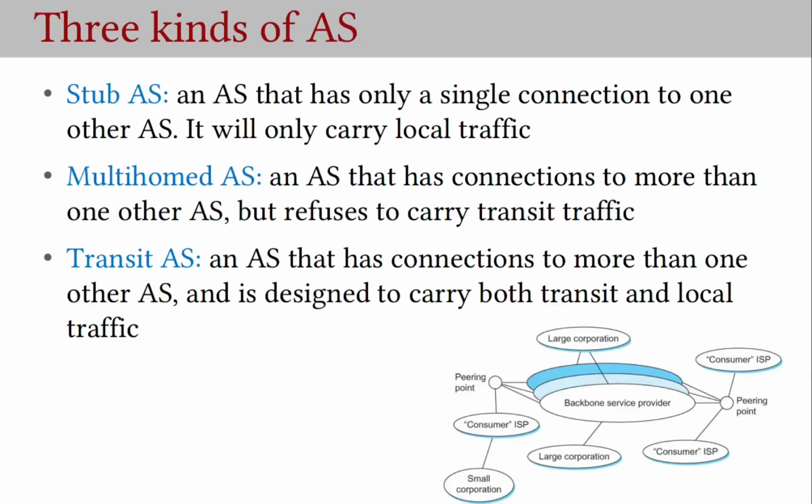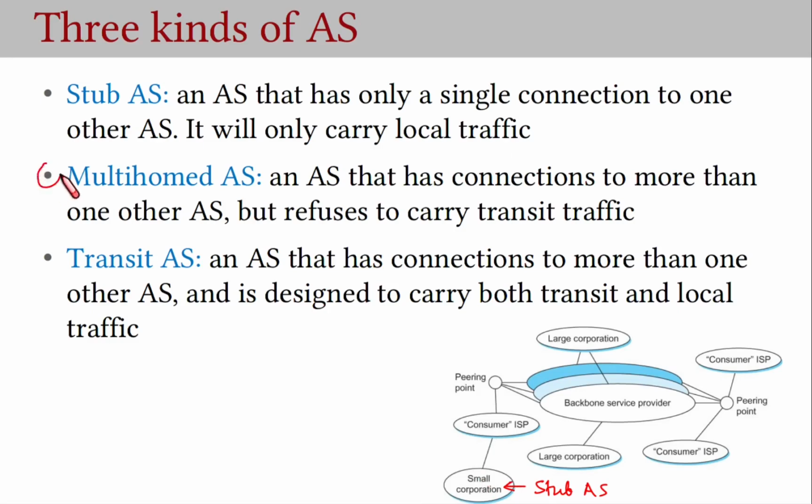Now we are going to classify autonomous systems into three categories: stub AS, multi-homed AS, and transit AS. A stub AS is an AS that has only a single connection to one other autonomous system. Right, so here is an example of a stub AS. And since it has a connection to only one other autonomous system, it can only carry local traffic.